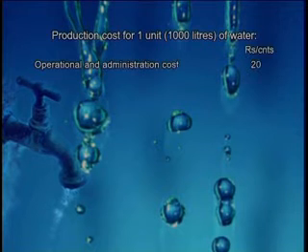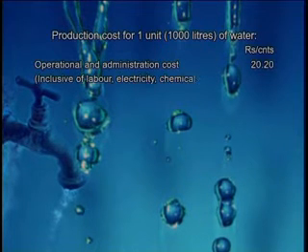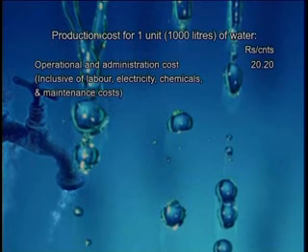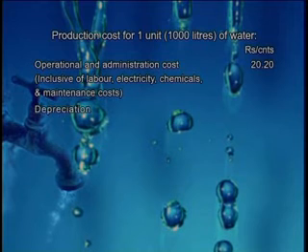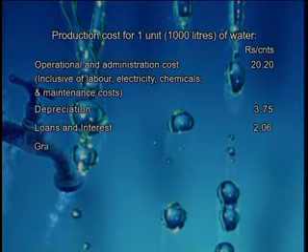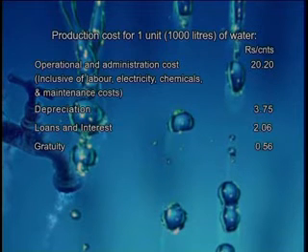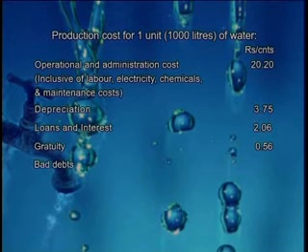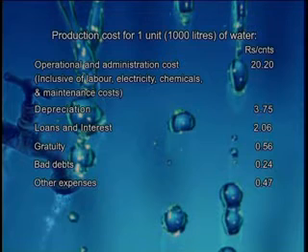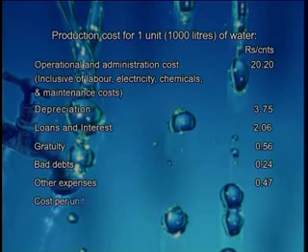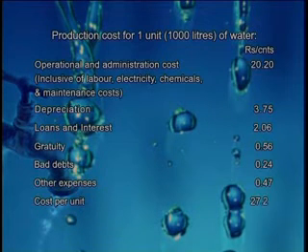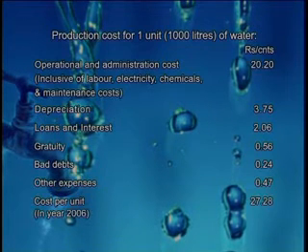Operational and administrational costs are 20 rupees and 20 cents. Depreciation is 3 rupees and 75 cents. Loans and interest, 2 rupees and 6 cents. Gratuity, 56 cents. Bad debts, 24 cents. Other expenses, 47 cents. Therefore, the total cost of production for a unit of water, according to expenses in the year 2006, is 27 rupees and 28 cents.